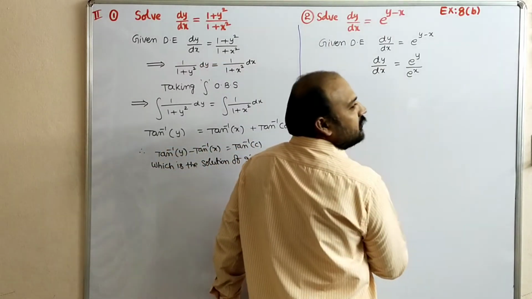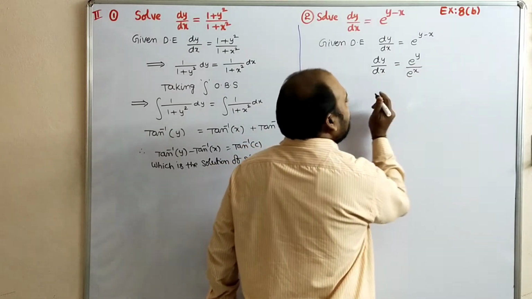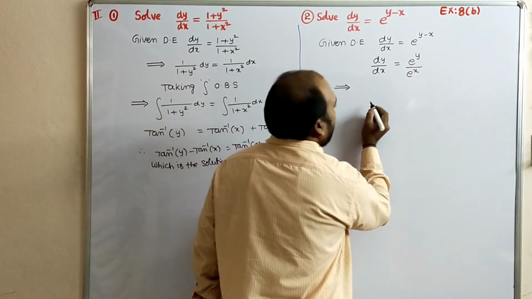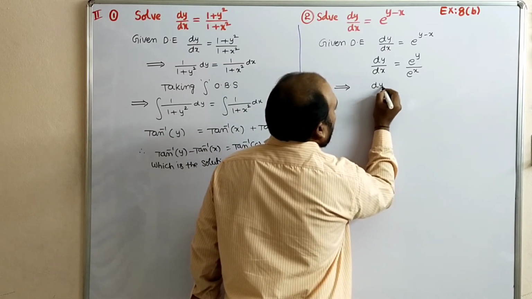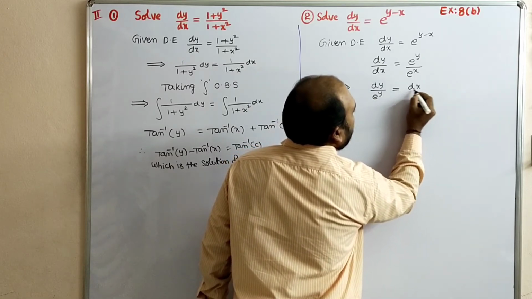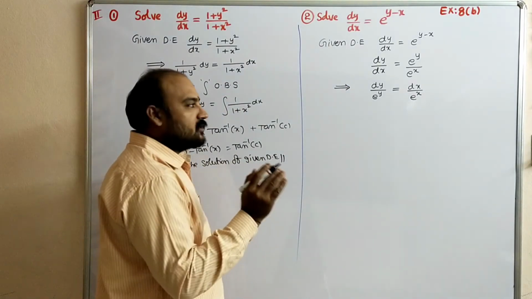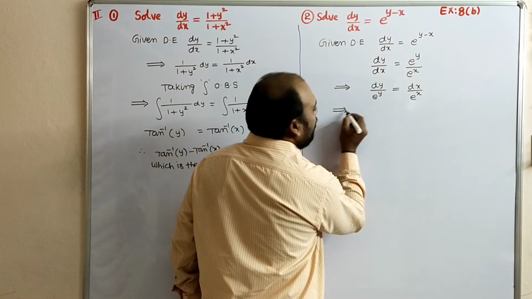So after that, e power y we are taking this side and dx we can take this side. So separate the variables x and y. Now what I am doing is dy divided by e power y is equal to dx by e power x. Now x variable separated, y variable separated. After that, 1 by e power y.